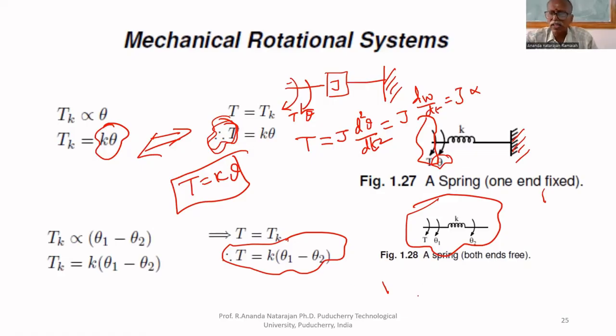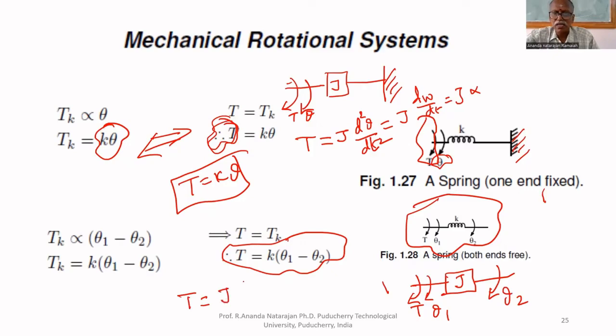If both ends are free, both ends are free. At this end we applied a torque T. This end has a displacement of theta 1. This end has a displacement of theta 2. In that case, the mathematical model is T equal to J d square theta 1 by dt square minus d square theta 2 by dt square.